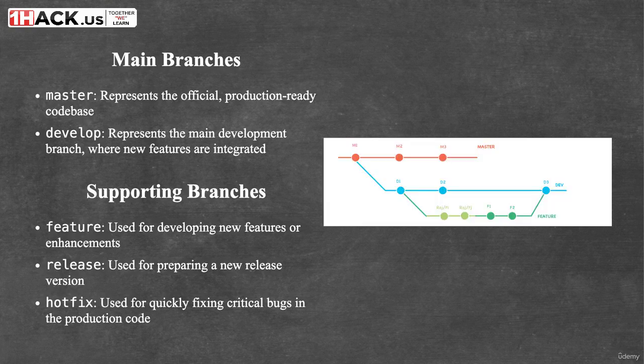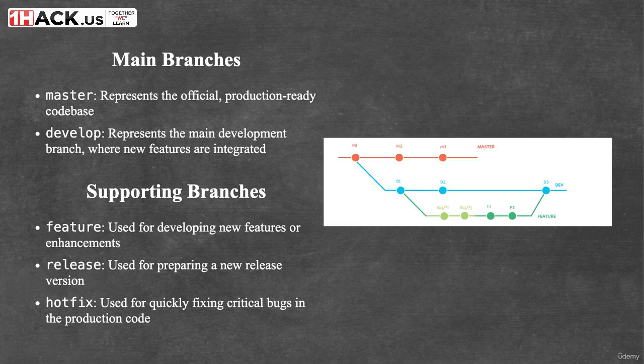The Git flow workflow revolves around the use of several key branches, each with a specific purpose. The main branches are master. This branch represents the official, production-ready codebase. Changes to the master branch should only be made when a new release is ready to be deployed. Develop. This branch represents the main development branch, where new features and enhancements are integrated before being merged into the master branch.